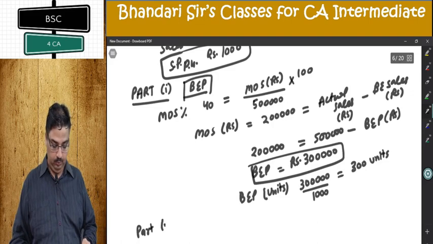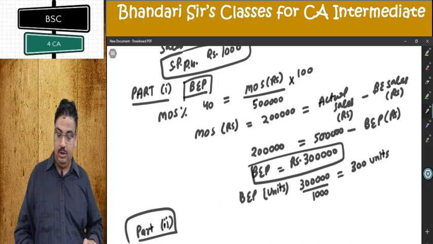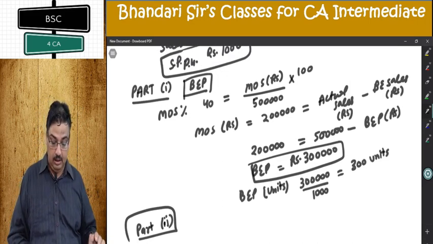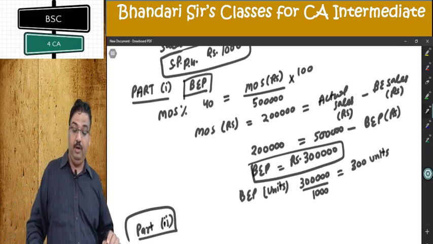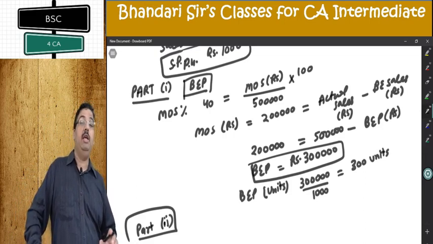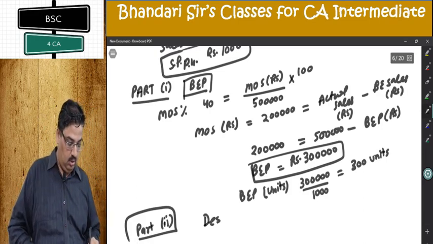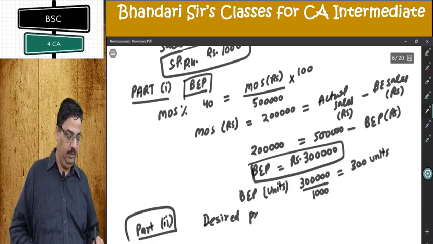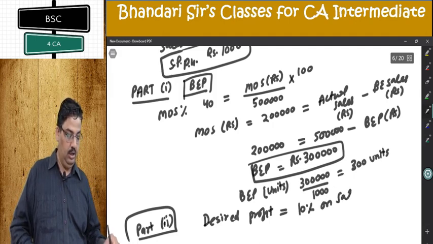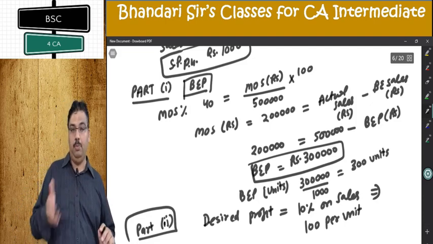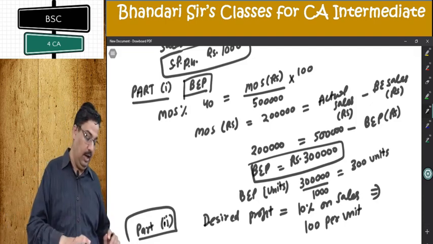Part 2. Sale in units to earn profit of 10% on sale. Now, profit of 10% on sale makes it variable profit again. So desired profit of 10% on sales implies 100 per unit. 1000 per unit is selling price, and 10% of that is 100 per unit.